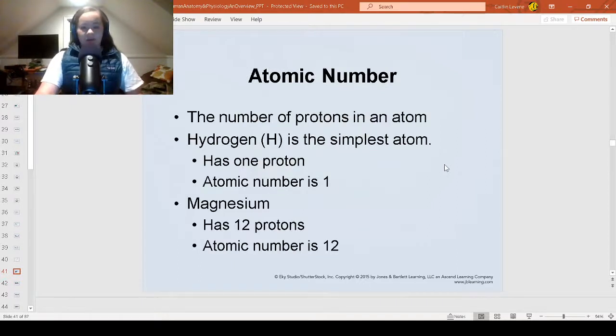The atomic number is the number of protons in an atom, which is the main definition of it. Hydrogen is the simplest atom. It has 1 proton, and the atomic number is 1. Magnesium is 12 because it has 12 protons.